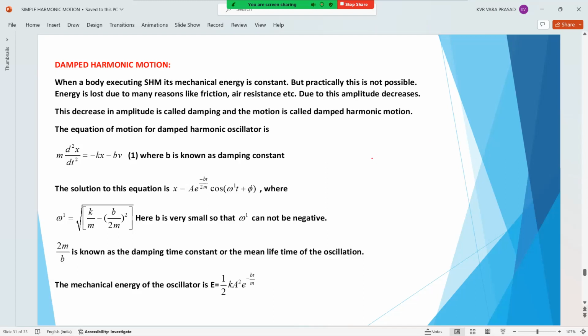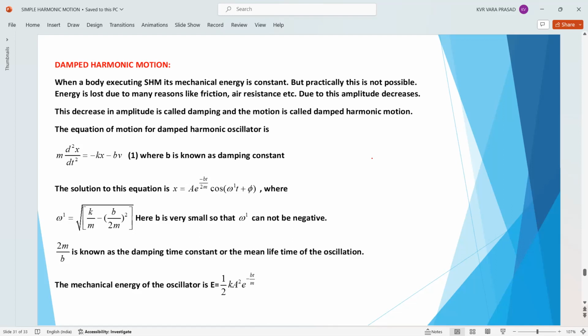Hi students, in this lecture we are going to discuss damped harmonic motion. Till now in many problems we have taken the assumption that the energy of the oscillator is constant. Here energy means only potential plus kinetic, that is, the mechanical energy of the system is constant. But practically this is not possible because due to many reasons like friction, air resistance, or some other reasons, energy of the system will be lost.